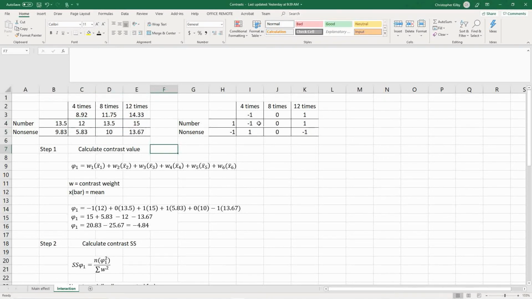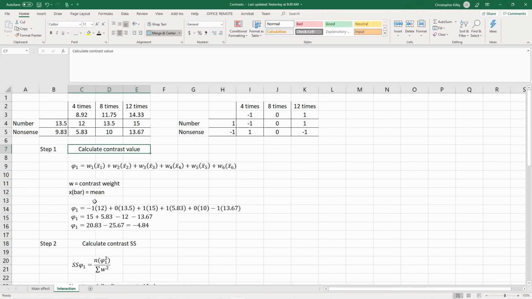So now that we've come up with our weights, just like we did before, the next step is to calculate a contrast value. The formula hasn't changed. It's just longer. The contrast value is weight 1 times mean 1, weight 2 times mean 2, weight 3 times mean 3, weight 4 times mean 4, weight 5 times mean 5, and weight 6 times mean 6, because we have 6 cells.